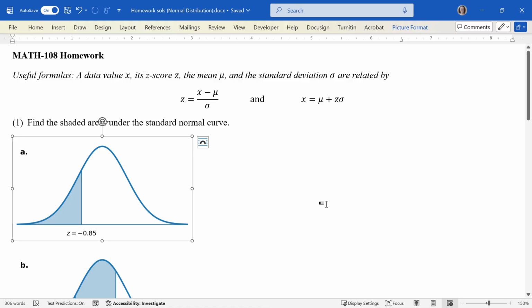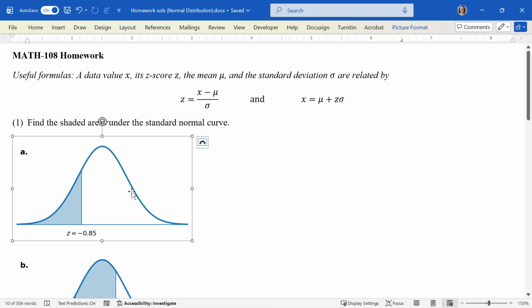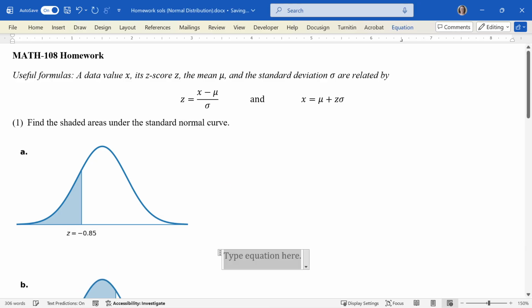First, we'll practice using the standard normal table of areas, or the cumulative distribution function. We want the shaded area under the standard normal curve. That's the bell curve here. In this one, we want the area to the left of the z-score of negative 0.85. So I am going to go to my standard normal table and look up that z-score. What I'm doing is getting the cumulative distribution function for that z-score. This is function notation here. CDF is the name of the function whose values are actually on that table.